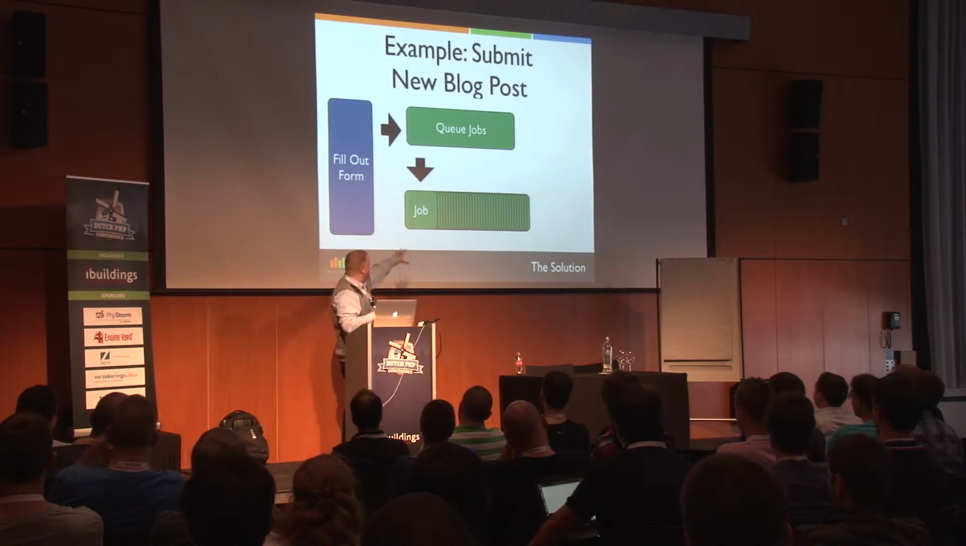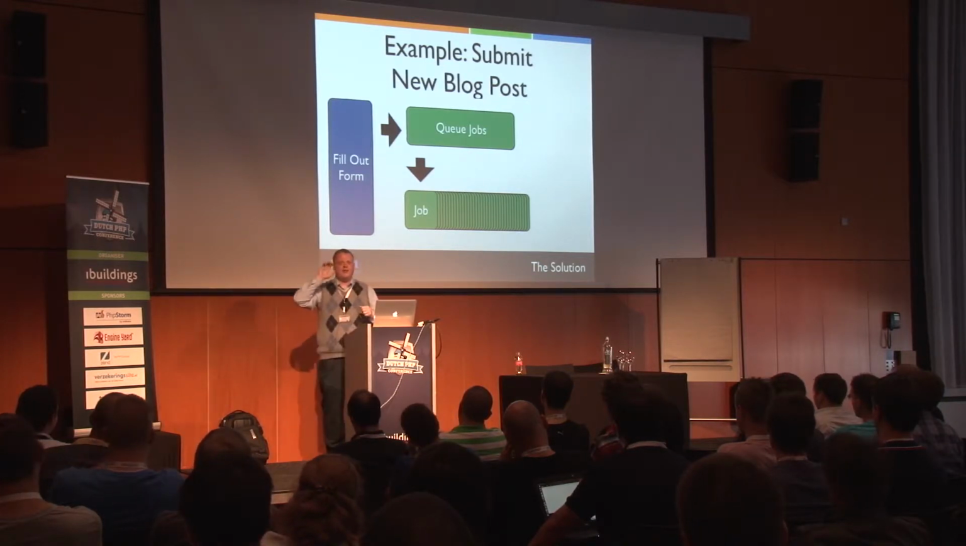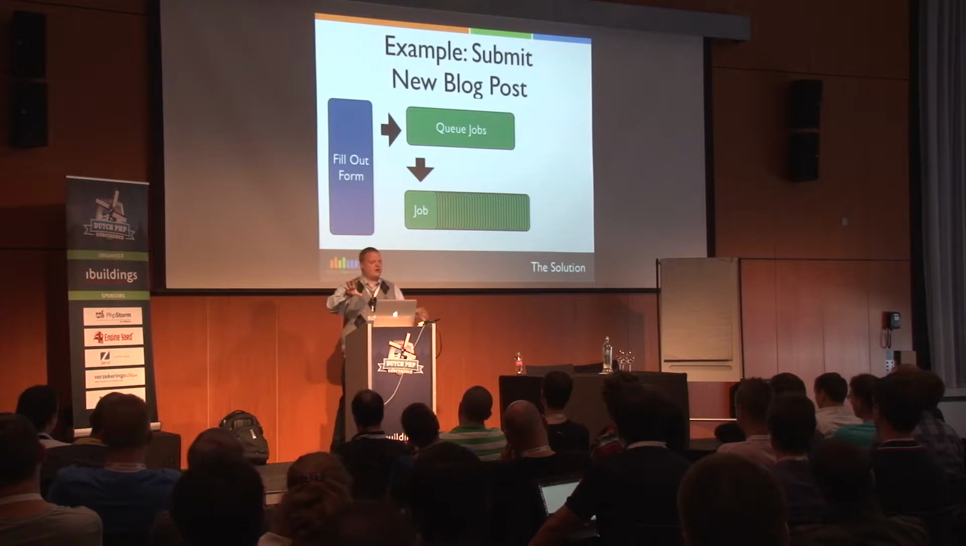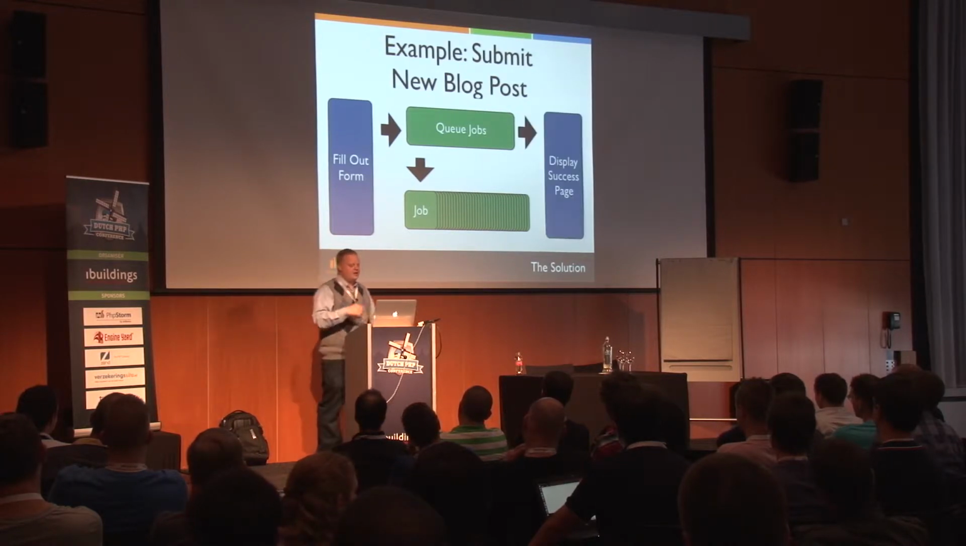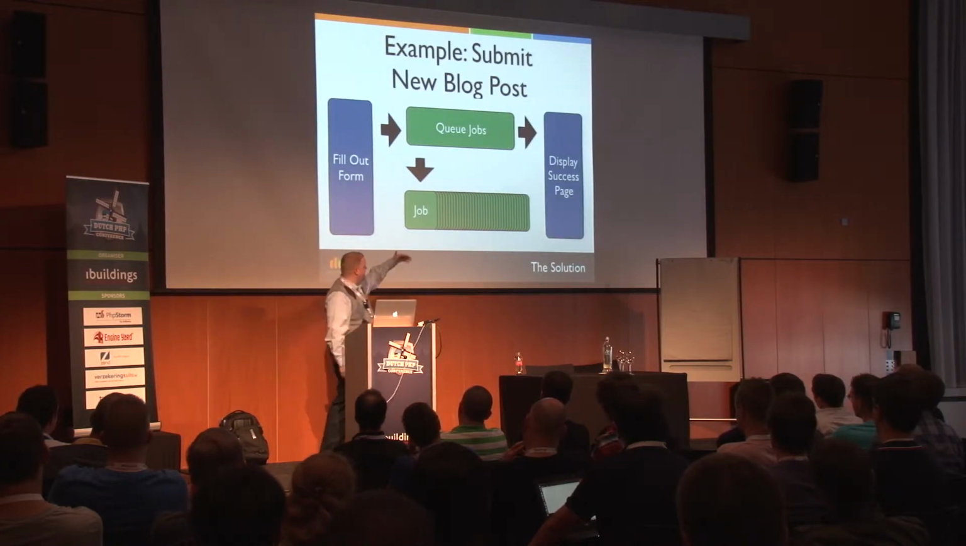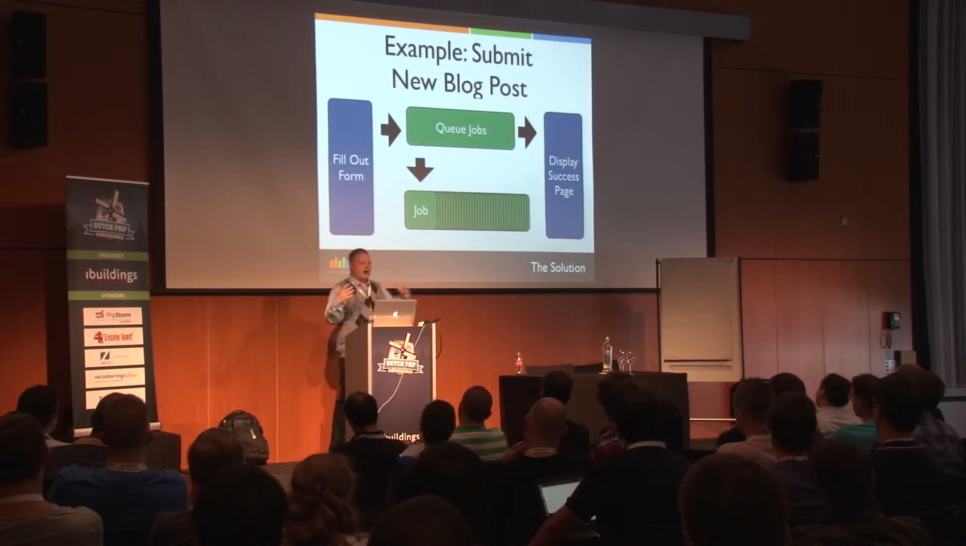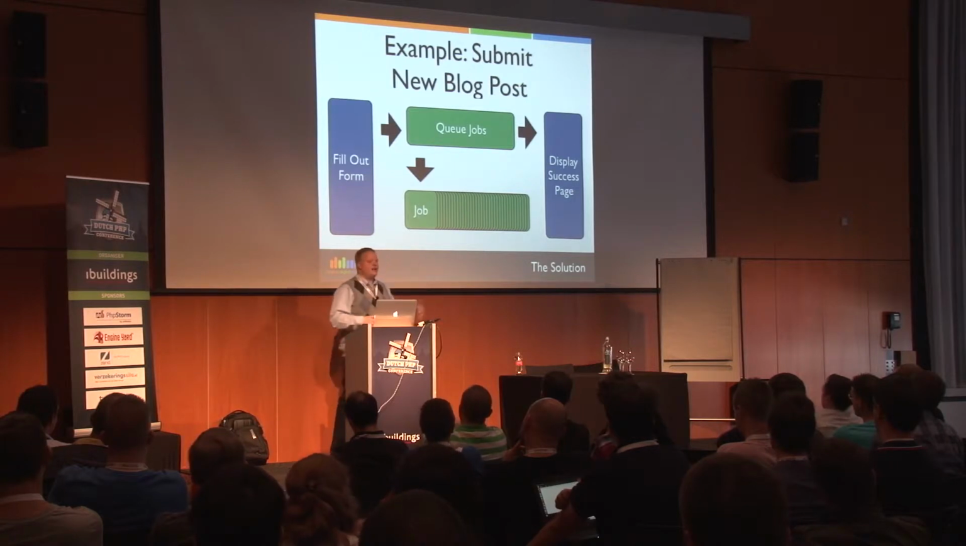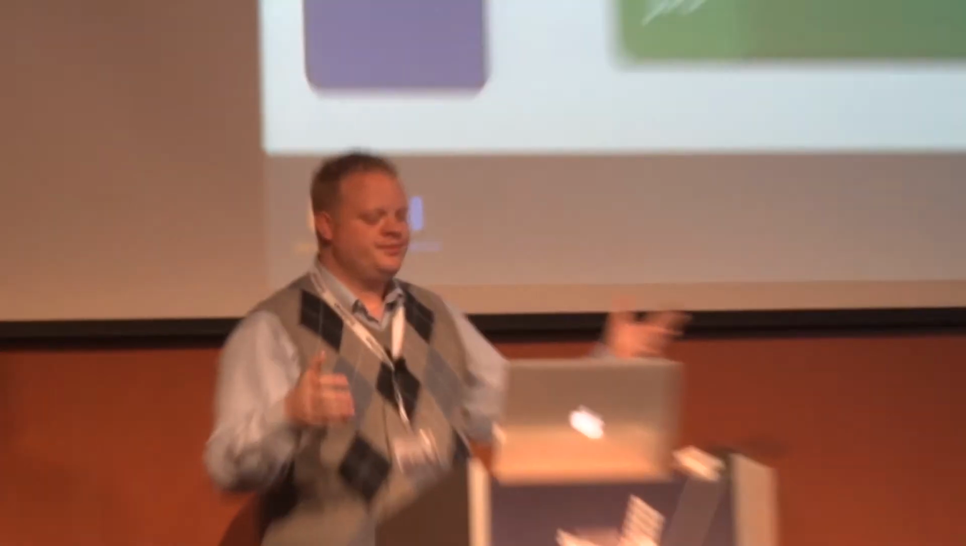Sorry, but I queue up all my jobs, and then I say, okay, my jobs are queued up. I'm not going to worry anymore. And then I'll go ahead and display this success page. And then these jobs, you can have workers with different priorities and different capacities or whatever, pulling these jobs and handling them separately from your application.